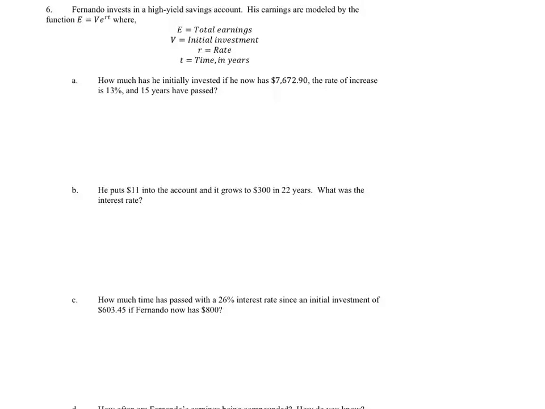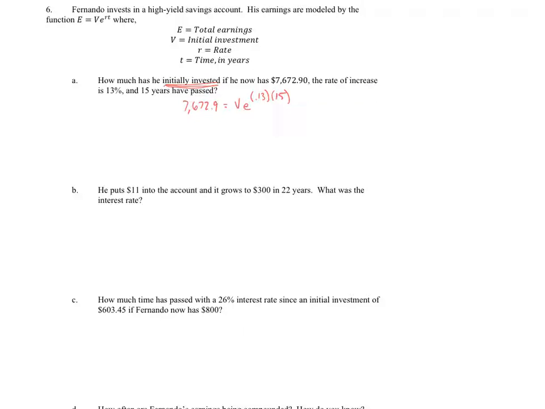So A says how much has he initially invested. So the thing you don't know is how much he initially invested. So V, if he now has $7,672.90. All right, so we can set that up. The thing we don't know is V, that's the initial investment. E doesn't change, that's really a number. The rate of increase is 0.13. And it's been 15 years. E is your $7,672.90. All right, we're going to set that one up. We'll leave it for now. We'll go on to B.